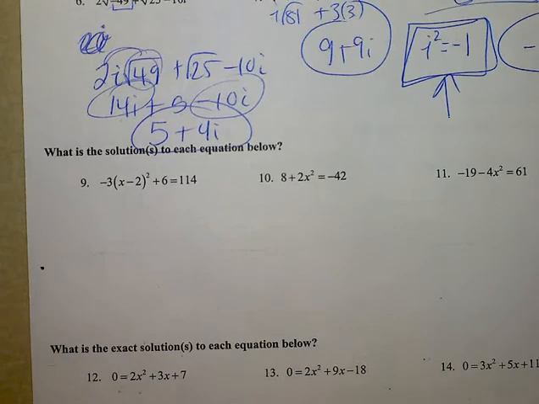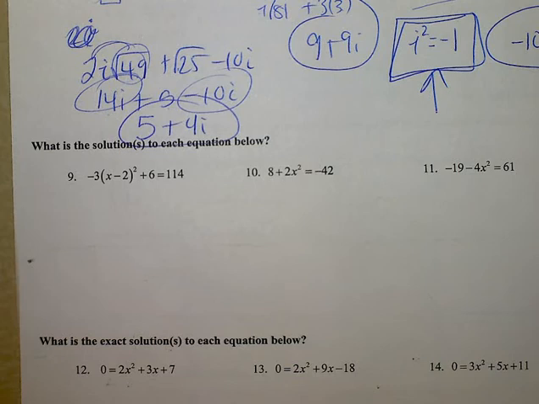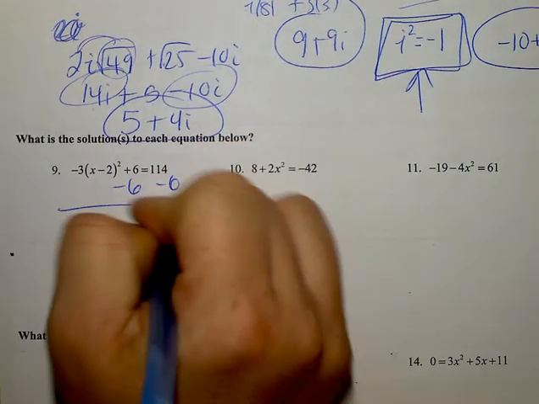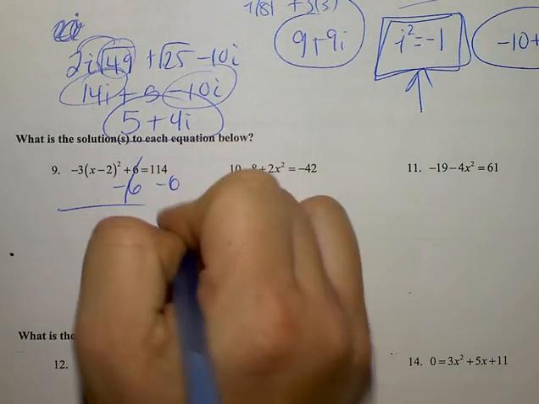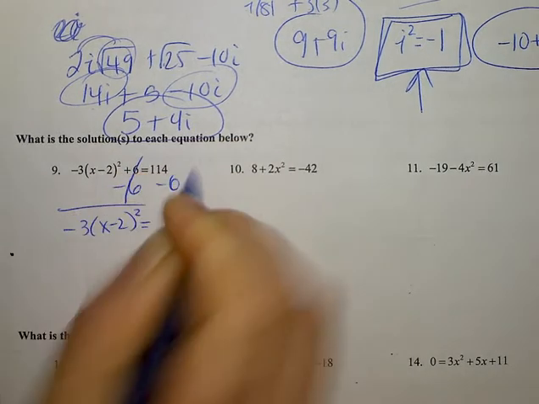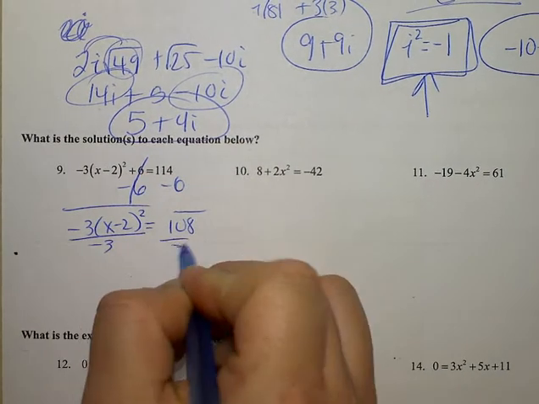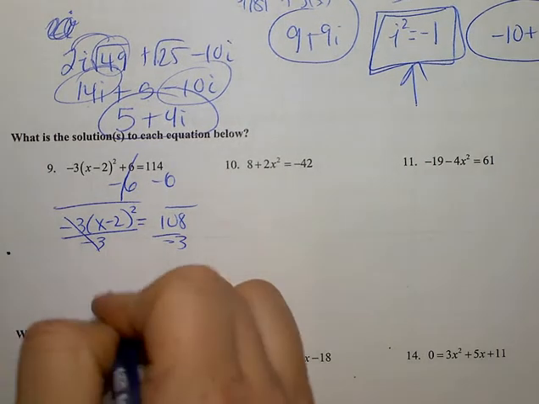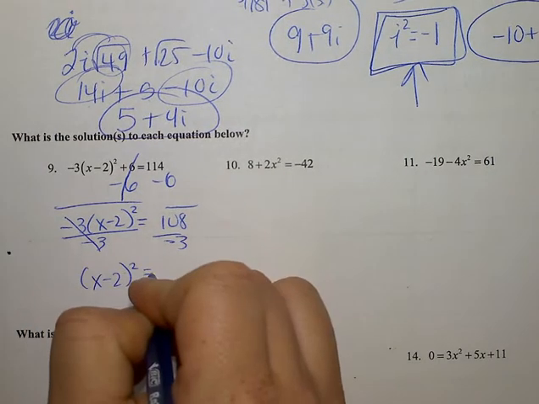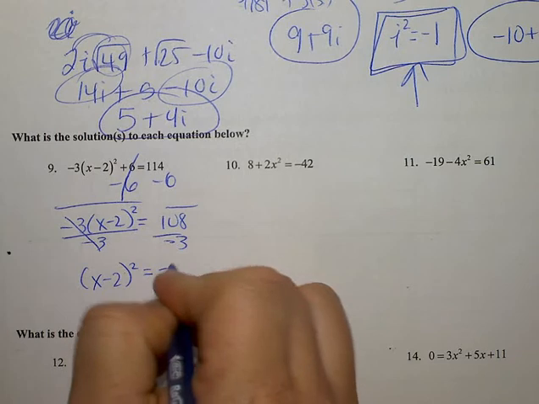Going down to number 9. First thing I'm going to do is subtract 6 from both sides. After subtracting 6, I get 108 equals negative 3 times x minus 2 quantity squared. Divide by negative 3. Can you please do the math for me? What's 108 divided by negative 3? Nobody? Okay.